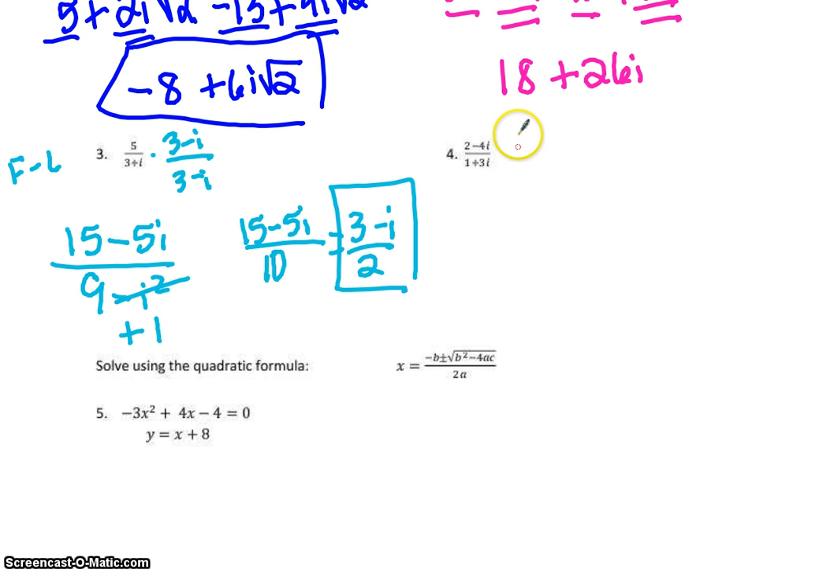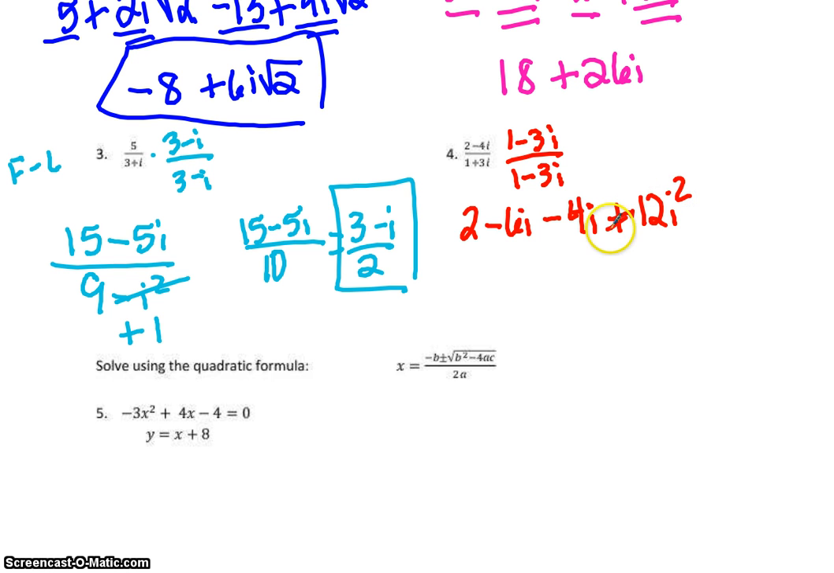Looking at number 4, you're going to multiply by 1 minus 3i on the top and the bottom because that's what the conjugate is. You're going to actually distribute. So 2 times 1 is 2. 2 times -3i is minus 6i. -4i times 1 is minus 4i. -4i times -3i is going to be plus 12i squared. The plus 12i squared becomes minus 12. 2 minus 12 is -10. -6i minus 4i is minus 10i.